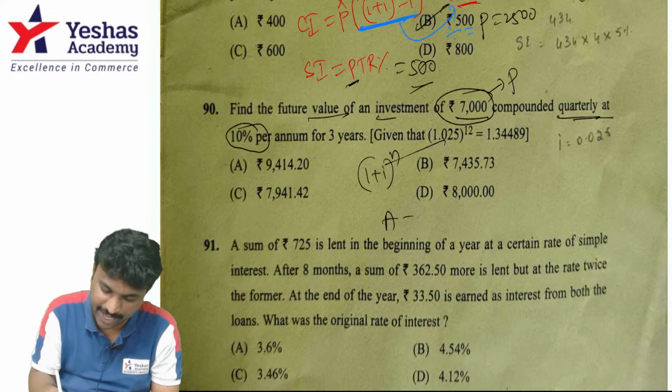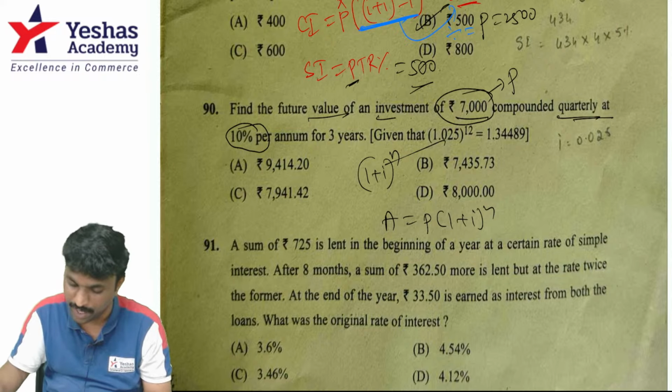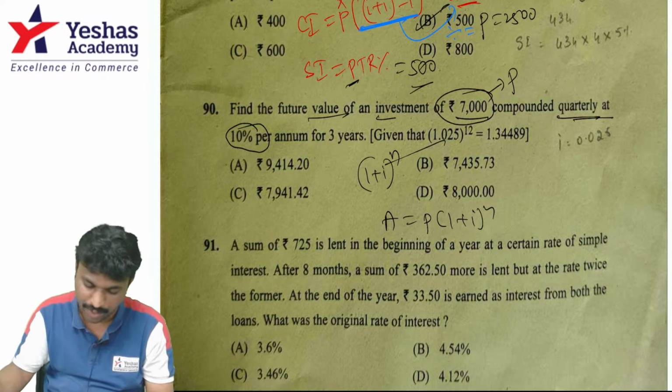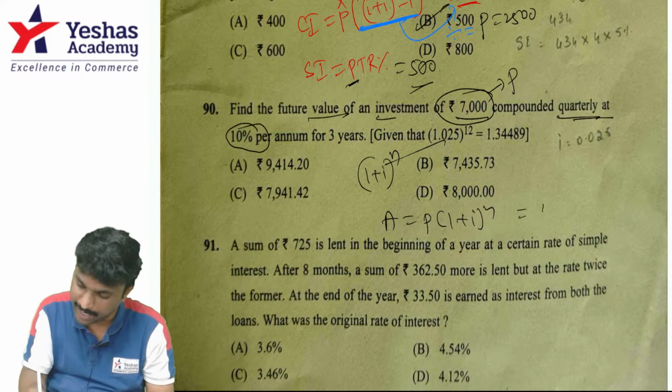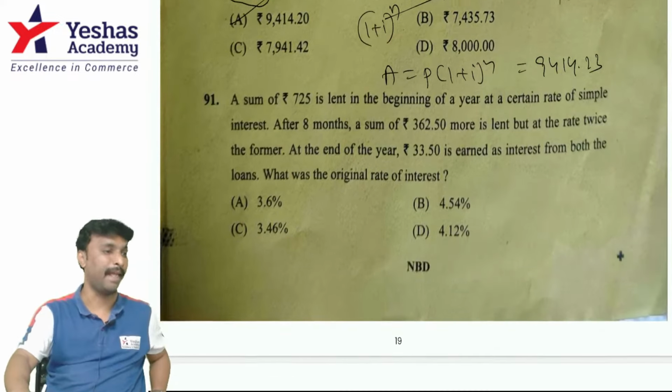So we need to find A, which is nothing but P into 1 plus I whole power n. 1 plus I whole power n is 1.34489 into P value, which is 7,000. That fetches me how much? 9,414.23. The nearest answer is option A.